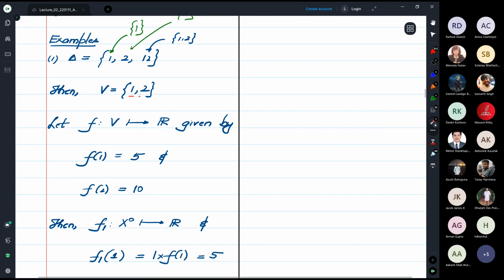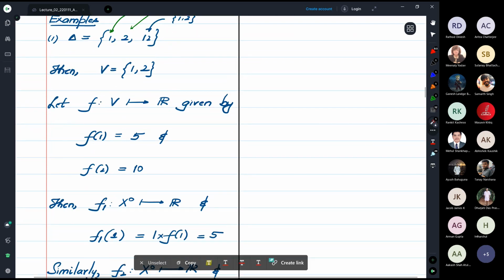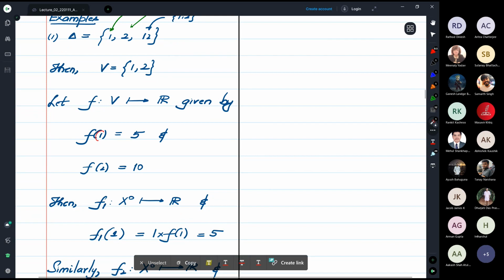So there are two vertices. I have to define this function on what happens when I give 1 as the input, the first vertex, and what happens when I give the second vertex as input. For the first vertex, I am associating the number 5, and for the second vertex, the number 10. Is this okay? Now, why did I assign 5? Why did I assign 10? Well, these are arbitrary choices.